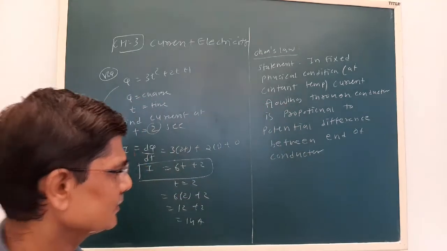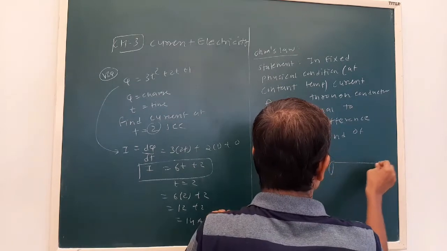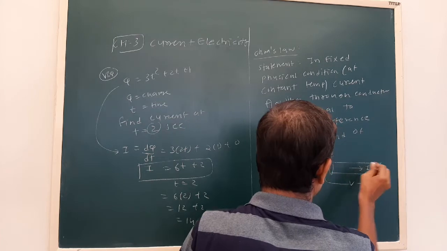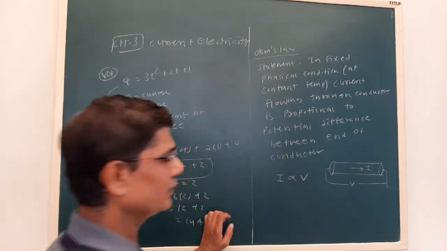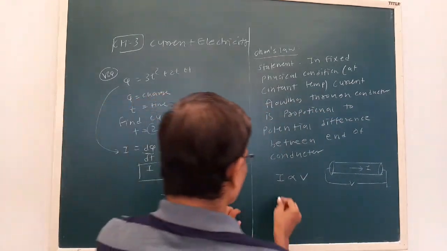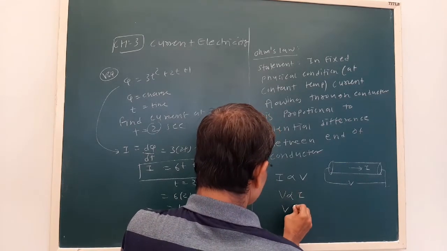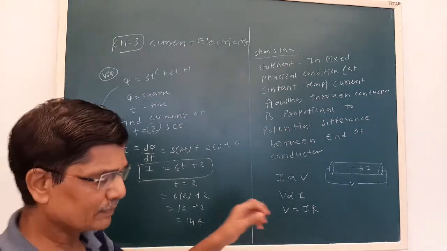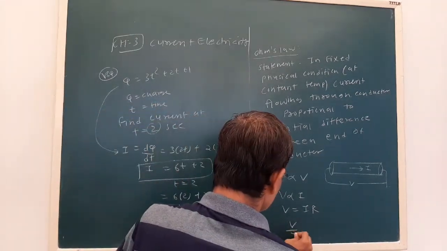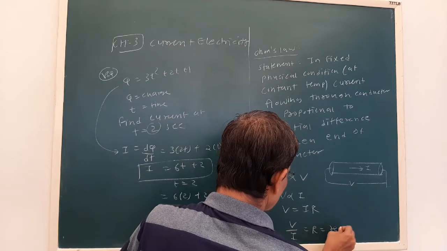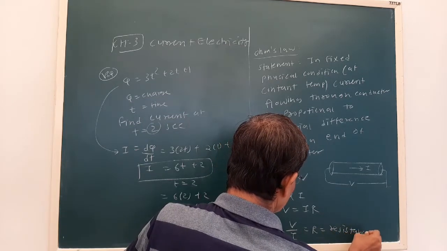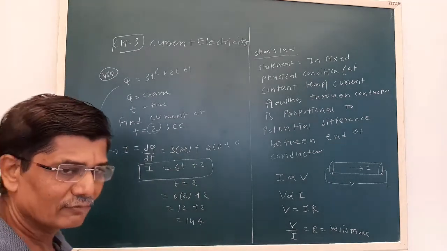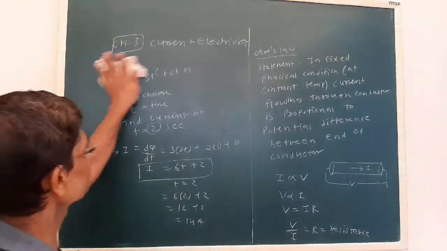Okay, now let us say the conductor is like this. The potential difference is V, and current I is proportional to V, or we can say V is proportional to I. V is equal to IR, where R is a proportionality constant, or we can say V upon I is R. That is called the resistance. The simple meaning of the word resist is to oppose.